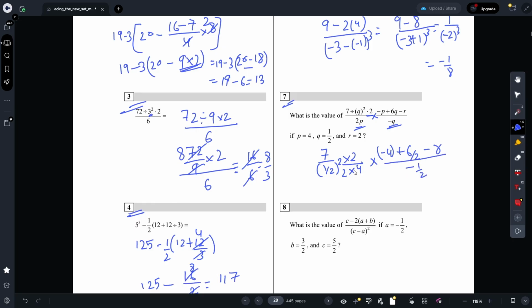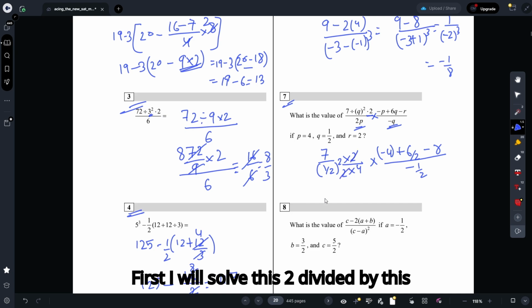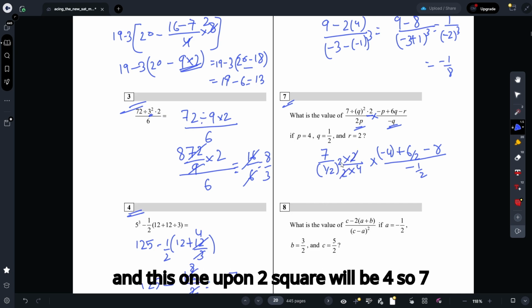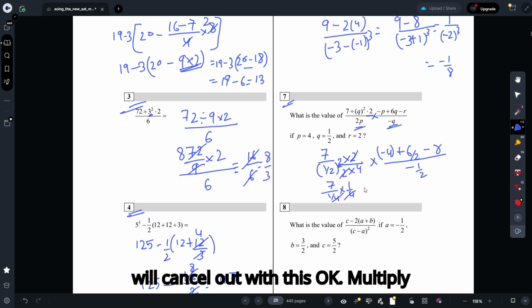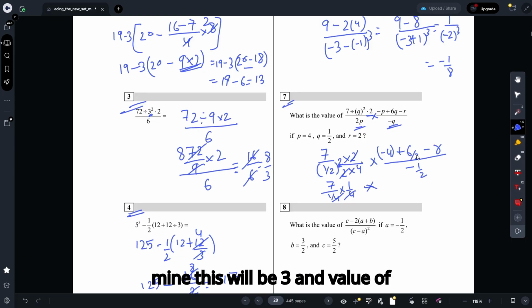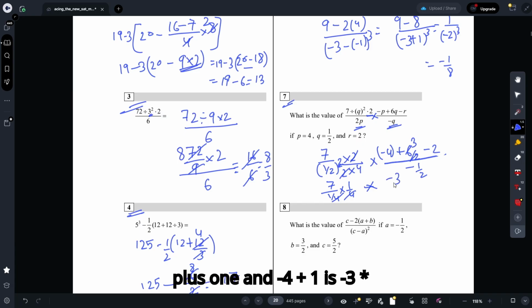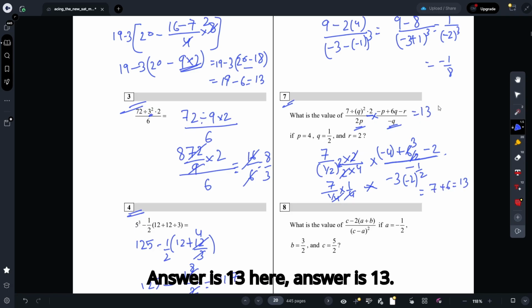Now to solve this, first I will solve this 2 divided by this, and this 1 upon 2 square will be 4. So 7 by 1 by 4 into 1 by 4. So this 4 will cancel out with this. Okay, and multiply. This will be 3, and value of r is 2. So I will erase this. This is 2. So plus 3 minus 2 is plus 1, and minus 4 plus 1 is minus 3. Multiplied by minus 2. So that will be 7 plus 6. Answer is 13.